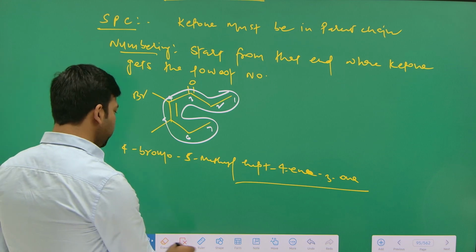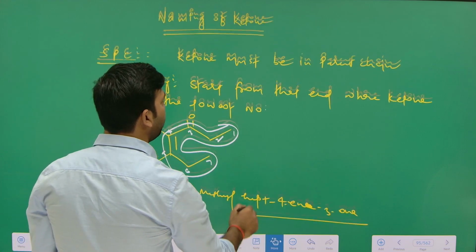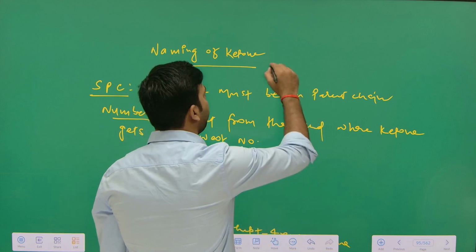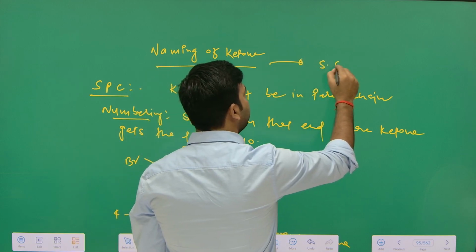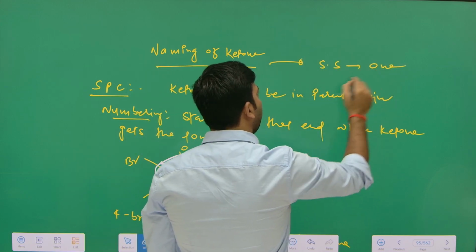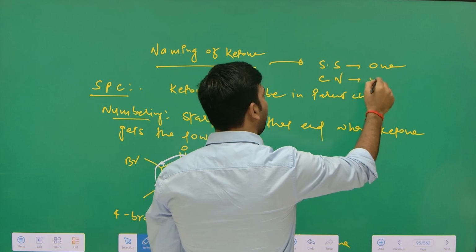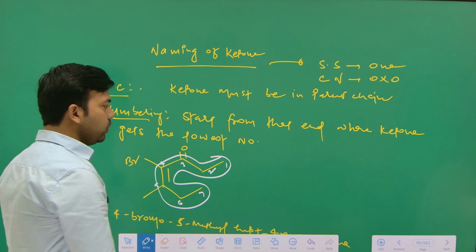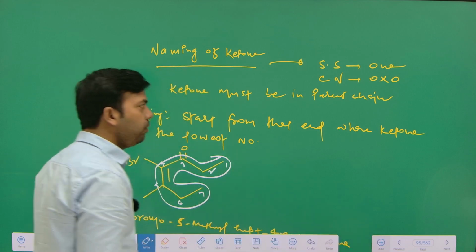So this is the naming of ketone. Ketone IUPAC name is one. I can write here: secondary suffix is called one and common name is oxo. Oxo. Clear? So the last one, now I am going to discuss the naming of alcohol.